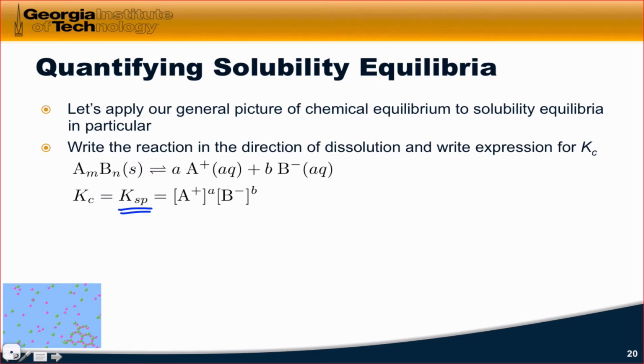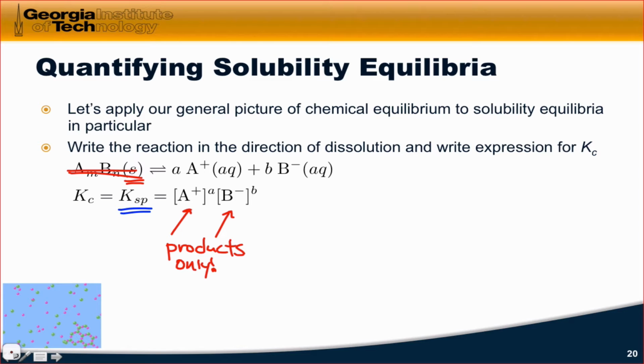And note that when we write this equilibrium expression, the reactant, the solid solute, is a pure substance. So it doesn't appear in the equilibrium expression. Only the products appear in the equilibrium expression. In this case, the separated aqueous ions A plus and B minus. This is true for all equilibrium expressions for solubility equilibria. Products only appear in the expression for Ksp.